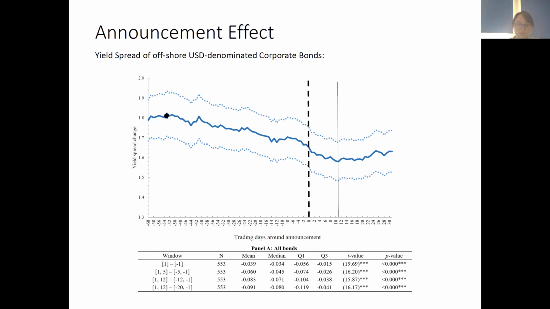So from this figure, we can see overall there is a decreasing trend in the yield spread of USD denominated corporate bonds, right? But still, we can see that this drop in yield spread is most sharp at the announcement date, at t equals 0. And this table shows the univariate analysis of the corporate bond yield spread change. For the one-day window before the announcement to the one-day window after, the yield spread changed by 4 basis points, which is quite large, right?